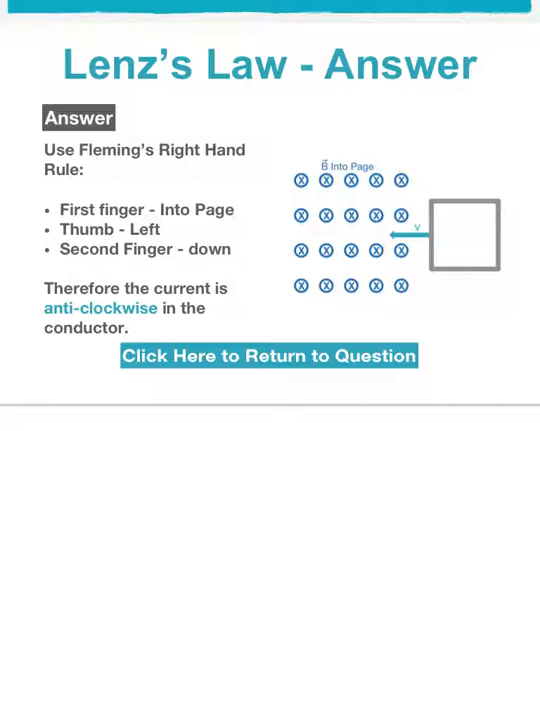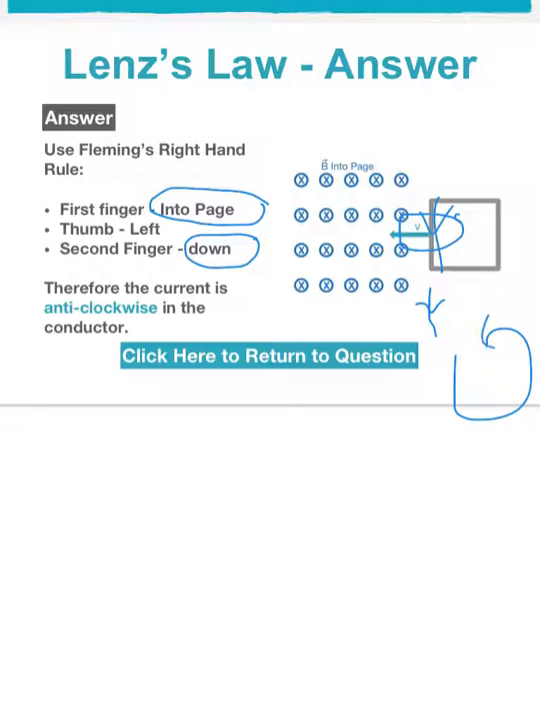Okay, so hopefully you remember how to use the right-hand rule, I'm hoping. So your first finger is into the page, right? Because the arrows of the magnetic field, remember, first finger is the magnetic field. The thumb, so you show the movement this time with your thumb, and your second finger should end up pointing downwards. So if the current is moving downwards in this wire, then it denotes an anti-clockwise flow.